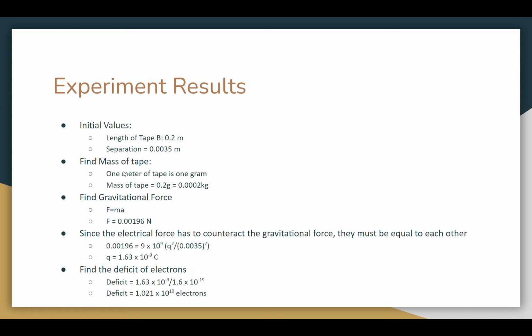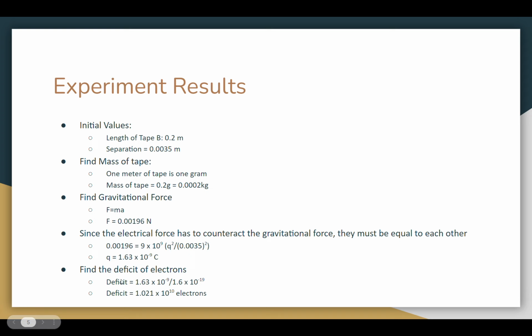And we need to find the mass of the tape now to find the gravitational force. Well, we know the length. To do a little bit of conversion, we found out that it's 0.0002 kilograms, kilograms because that is the unit we use in physics. The gravitational force, since we know mass and we know the acceleration on Earth, 9.8, we found the force. Force has to be equal to the electrical force, so we plugged into this equation with the distance being the separation, and solved that Q is equal to 1.63 times 10 to the negative 9 coulombs.